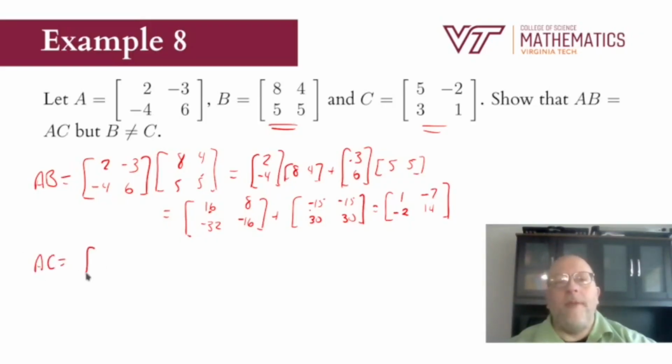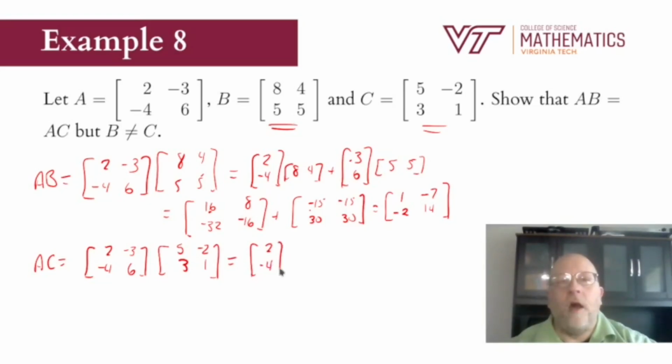When we do AC, excuse me, the left matrix is the same. The right matrix is different. So when we do our columns and rows, we get the same columns, but we get different rows.